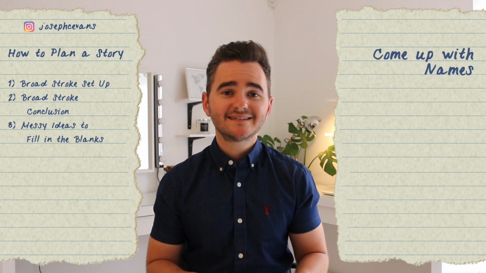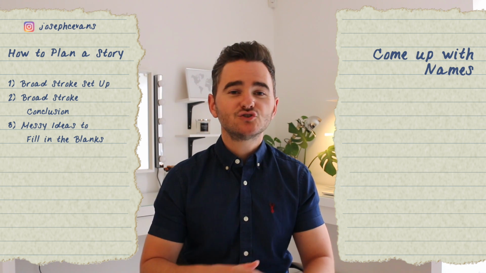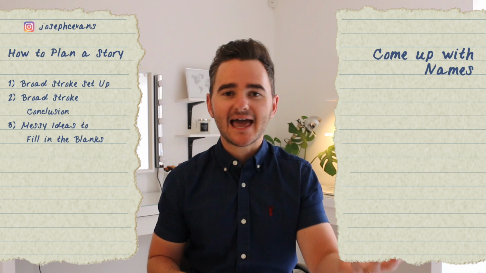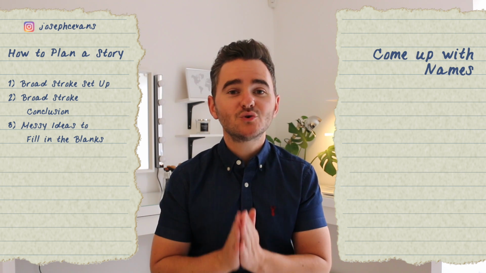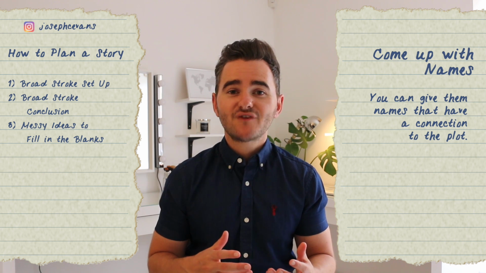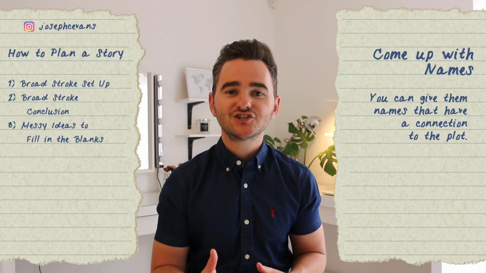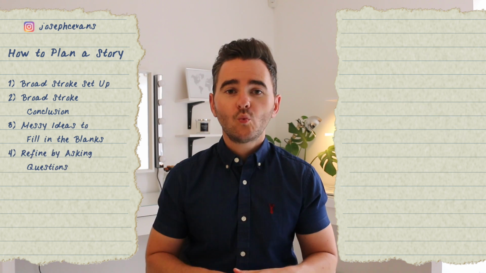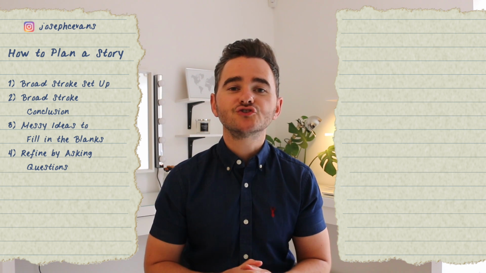At some point during this stage, you're probably naturally going to come up with names for your characters, so you don't have to keep calling them things like MC and LI. Now, the good thing about coming up with names at this late stage is that if you want to, you can actually give them names that have some connection to the plot. Anyone that's read the Phoenix Prophecy will know that the name Phoenix has a very, very strong connection to that character's story arc.